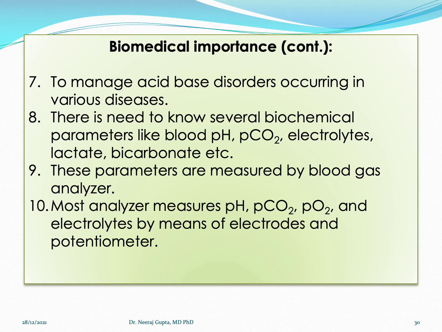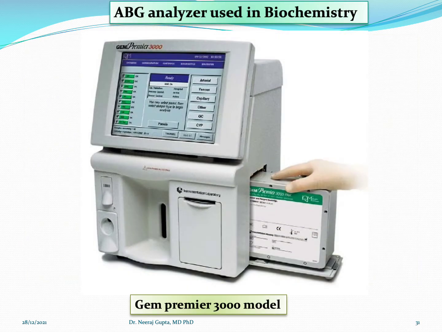There is a need to know several biochemical parameters like blood pH, PCO2, electrolytes, lactate, bicarbonate, etc. Now, these parameters are measured by the blood gas analyzer. Most analyzers measure pH, PCO2, PO2, and electrolytes by means of electrodes and potentiometers, as we have seen earlier. Now this is the picture of the ABG analyzer used in the Central Biochemistry Lab. This is the GEM Premier 3000 model.